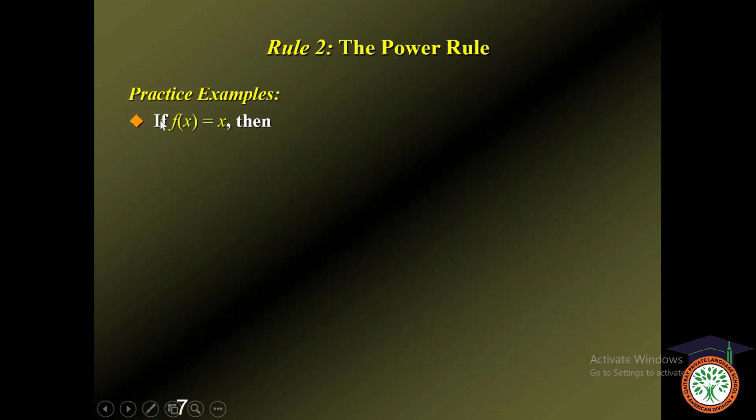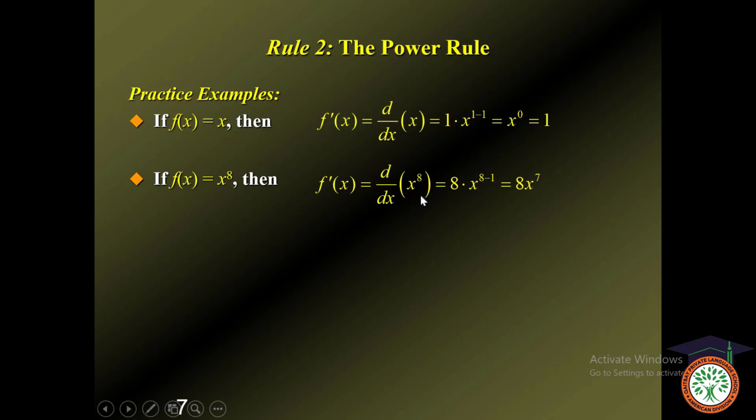Another example, f(x) equals x. Then what is the derivative? Yes, derivative f dash. Do you remember? f dash, or derivative of x with respect to x, equals 1 times x to the power 1 minus 1, the original exponent decreased by 1. So it's going to be x to the power 0, which means 1. Next. If I have a function that has x^8, then the derivative is 8x^(8-1), or 8x^7.